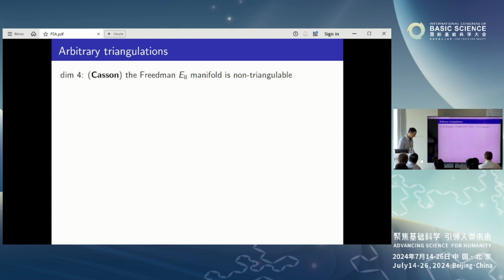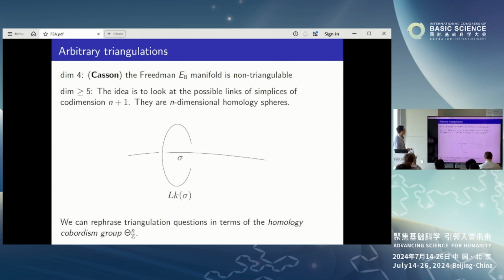And the answer was given first in dimension 4 by Casson, who showed that the famous E8 manifold of Freedman is non-triangulable. And then this left open the case of dimension greater or equal than 5 that I'm going to talk about. Okay, so I said that we're going to reduce the problem to something about 3 plus 1 dimensions, even though I'm talking about manifolds of dimension greater or equal than 5. So the way to do that, I mean, this was done in the 70s.